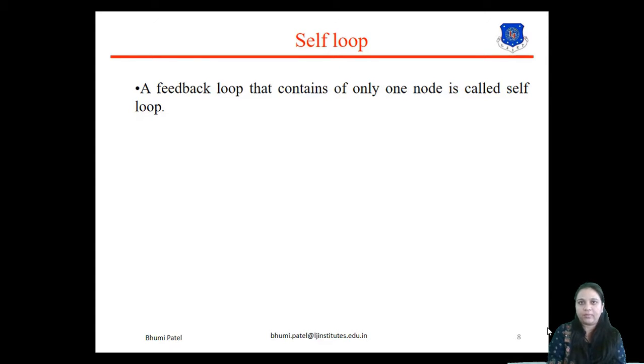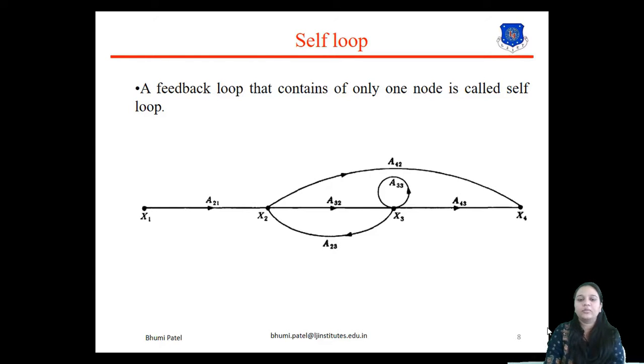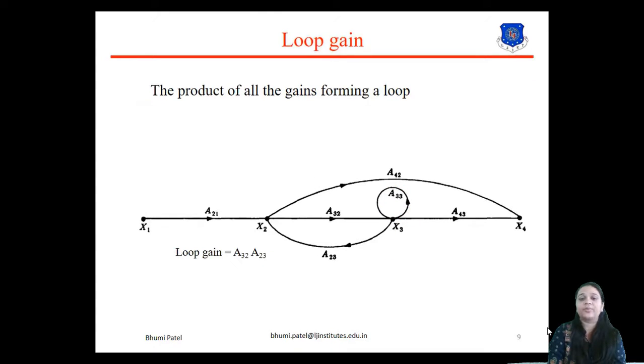Next one, what is a self loop? A feedback loop that consists of only one node is called a self loop. So in this diagram, a33 times x3 means the incoming and outgoing loop is the same, only one node is connected to the loop. It is called the self loop of the system. So here a33 times x3 is the self loop. Next one, what is loop gain?